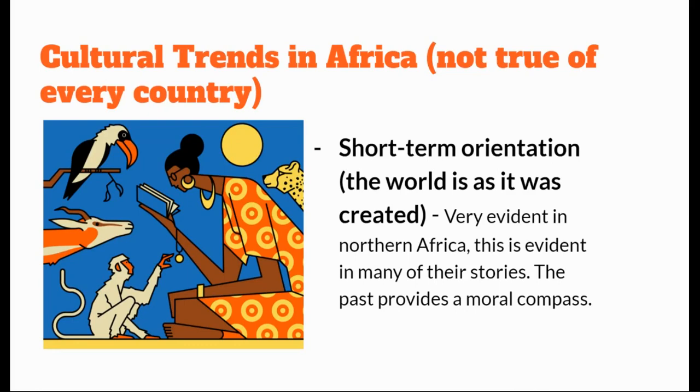Last one, short-term orientation. So this is the idea of the world is as it was created, and there is less of this idea of preparing for the future. You learn from the past. It's a moral compass, but you don't necessarily need to keep changing what you're doing. And so this is very, very evident in Northern Africa, especially along the northern border. And it's also evident in a lot of their stories, right, where you use stories of the past to provide you a moral compass for the future.